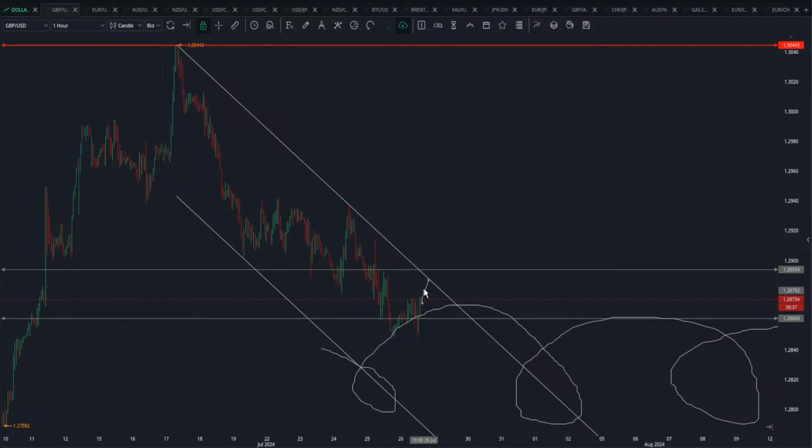So you want a sharp move like this, and then you want it to come like this. This is what you need. Okay, you don't want it to go slowly. No, it should be like this. So where is the potential target for this market? 1.3044 is the target on the upside once it breaches this channel on the upside.